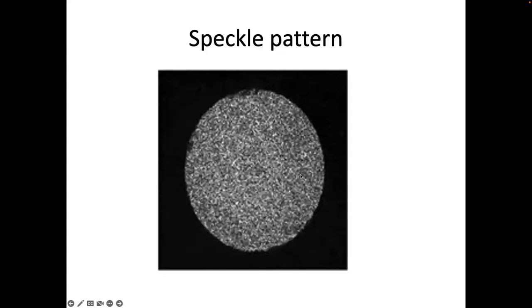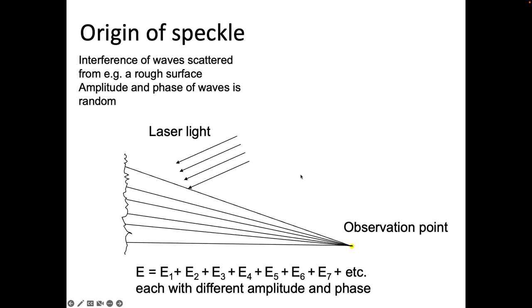Okay, now I want to get to something that we're going to use for another method to do flow detection. And that is laser speckle. Have you heard about laser speckle? You know what it is. Okay, so that when I show you this, you understand what you measure in your observation point.